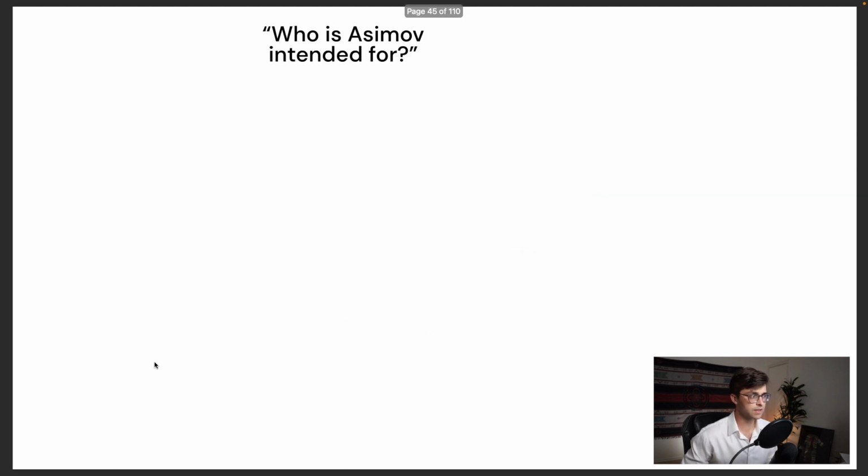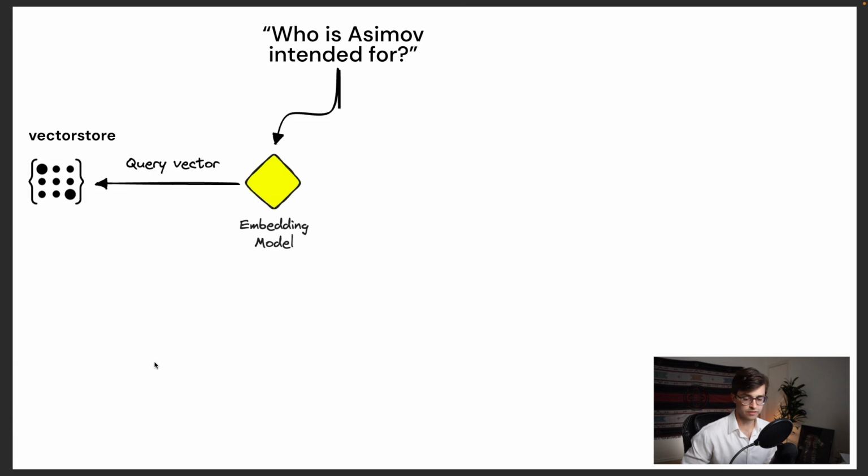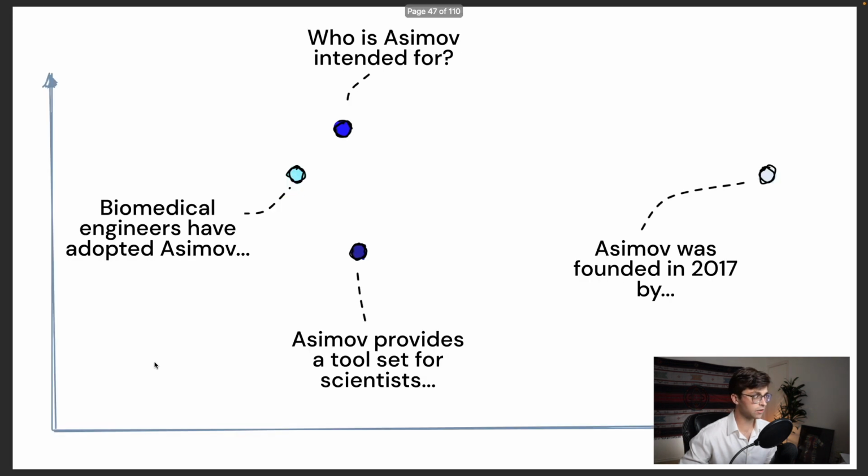So let's go a little bit deeper into how this retrieval works. We have a query, who is Asimov intended for, and we pass this through an embedding model, so we get a vector that represents the semantic meaning of that query. And then we compare the distance of that vector to every single document vector in our vector store. So what we're doing is we're finding the 5 closest documents to that query.